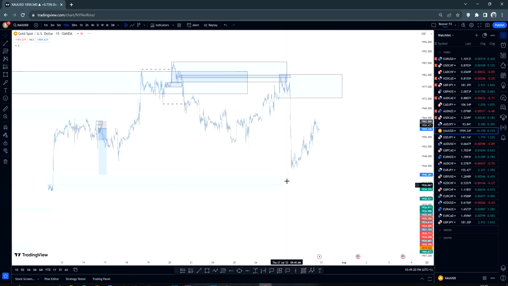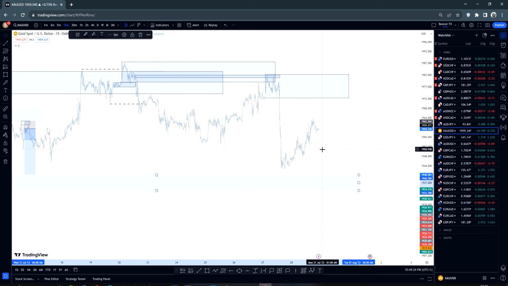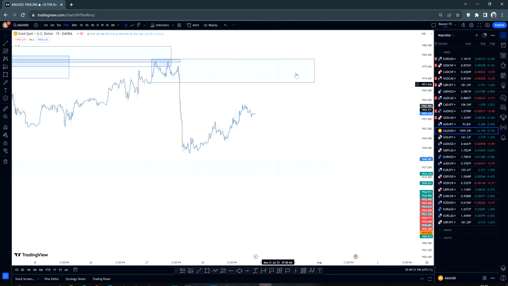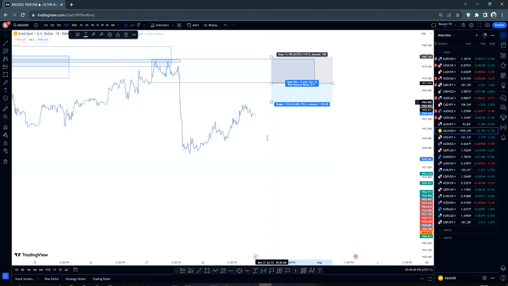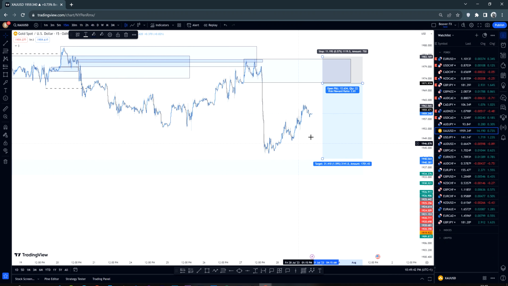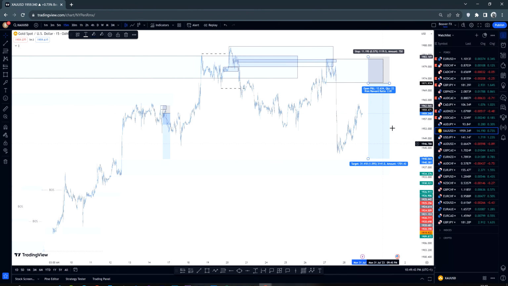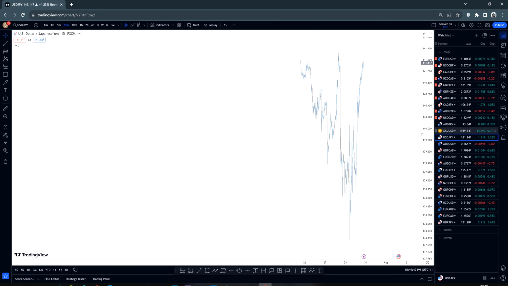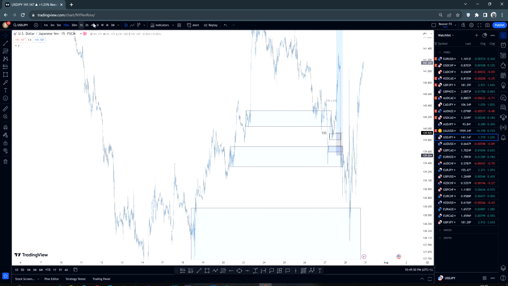This was really cool. So yeah, this zone wasn't gotten to, but I'm probably expecting this zone to be respected sooner or later, so we can probably take a sell trade to the downside. Yeah, I'm expecting this zone to be respected, sure. So yeah, let's go to USDJPY.